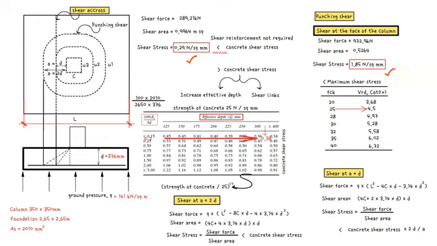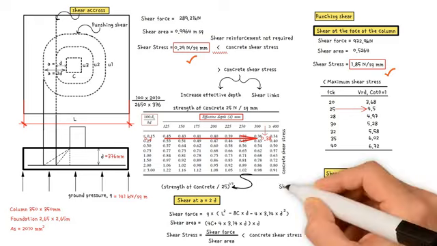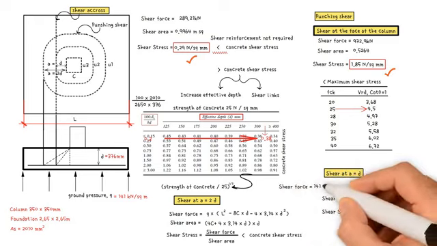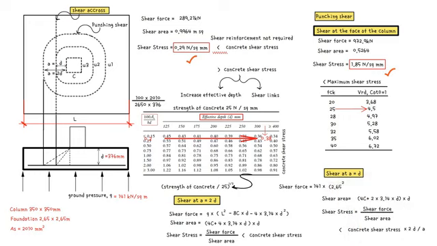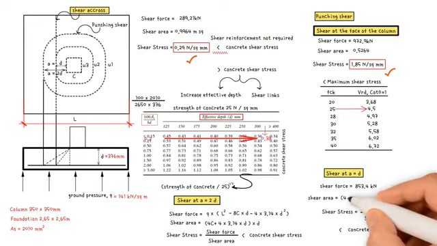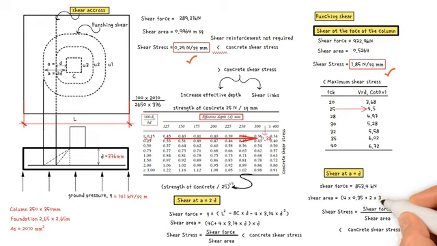Next, checking punching shear at a equals d. Shear force equals ground pressure 141 times L 2.65 squared, minus 4 times column width 0.35 times effective depth 0.376, minus pi times effective depth 0.376 squared. This gives us a value of 853.4 kilonewtons. Shear area equals U2 times effective depth, which is 4 times column width 0.35 plus 2 pi times effective depth 0.376, times effective depth 0.376. This gives us a value of 1.414.